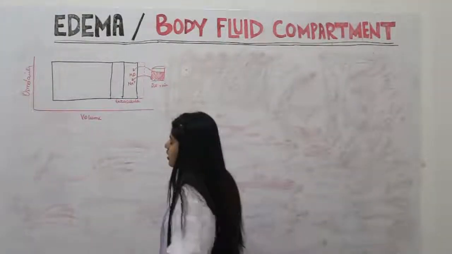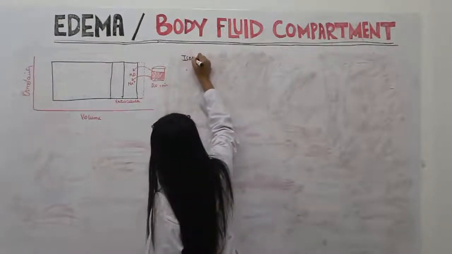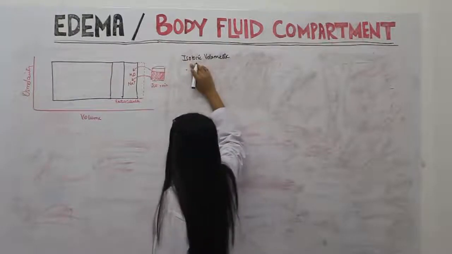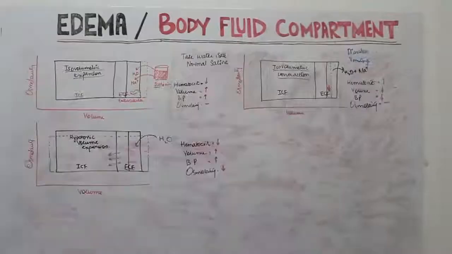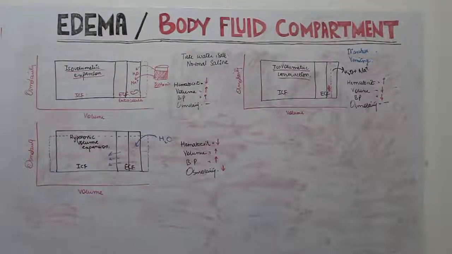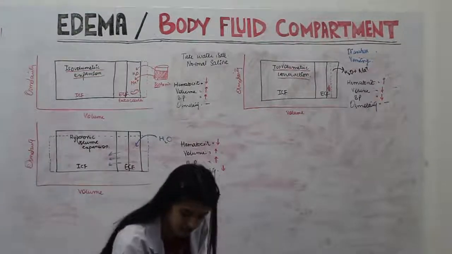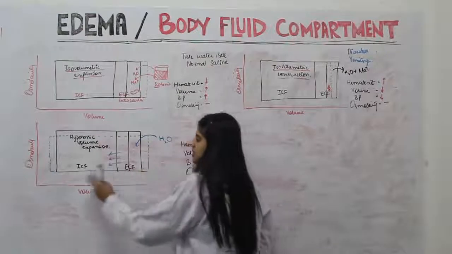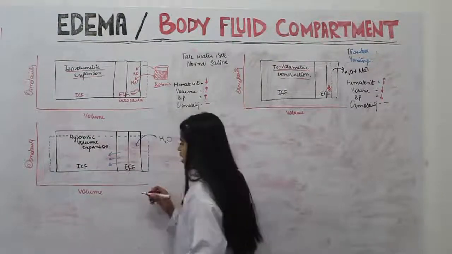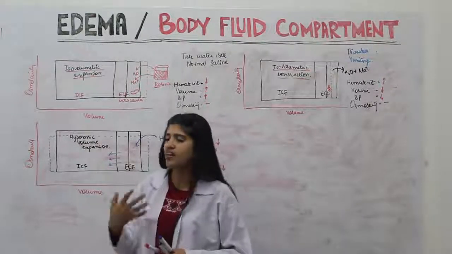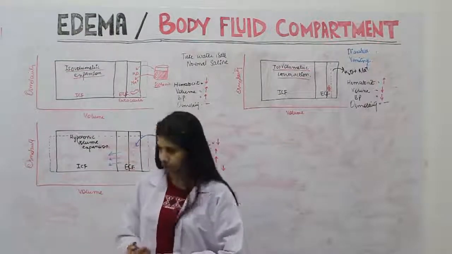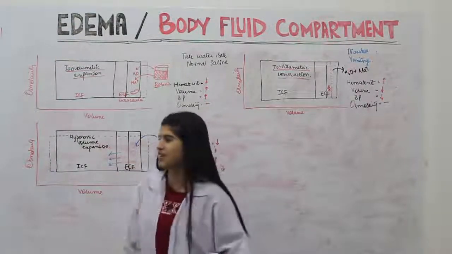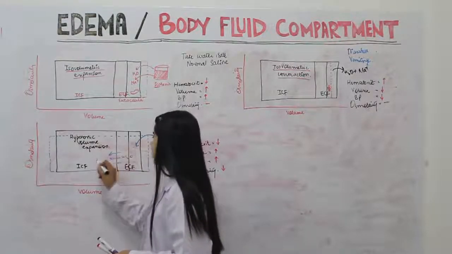Just think about the reason. This is isotonic volumetric expansion. You observe that the volume increases, and the interstitial fluid also increases, because wherever the sodium is present, water will follow. Wherever the sodium is present, water will follow. Because the boys attract the girls. So, no, actually girls are attracted by the boys. This is the reason that water follows to this place.